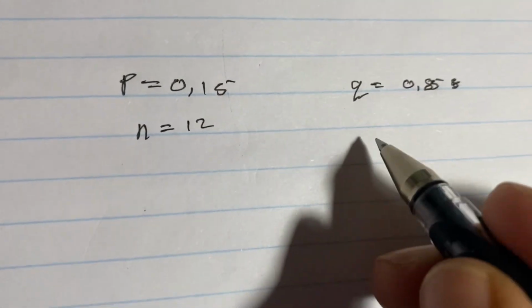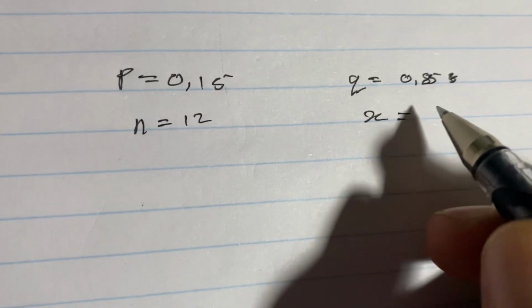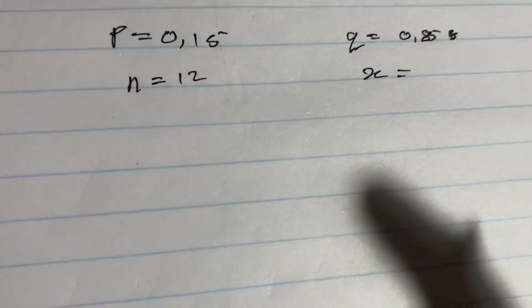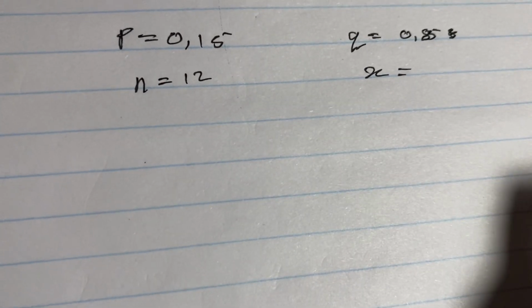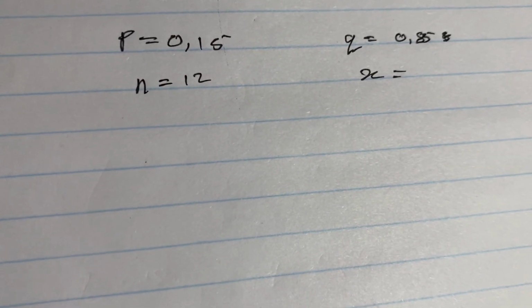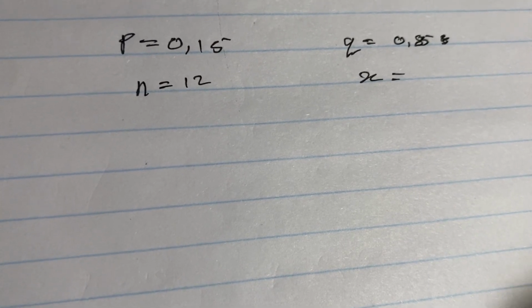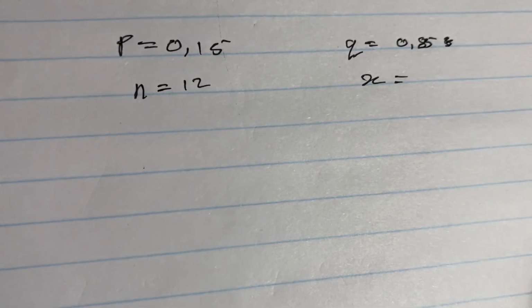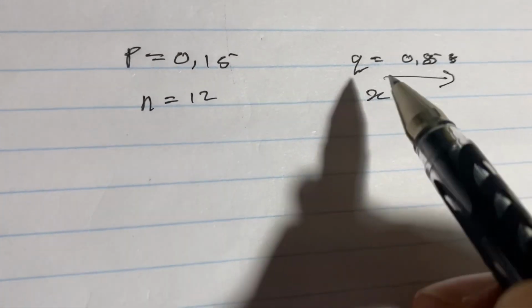Now we're going to look for the value of x, but that depends on the question, so it varies. The question says, suppose that a random sample of 12 adults is taken. What is the probability that more than 10 have not been told that they have hypertension? Note that this is those who have not been told that they have hypertension.